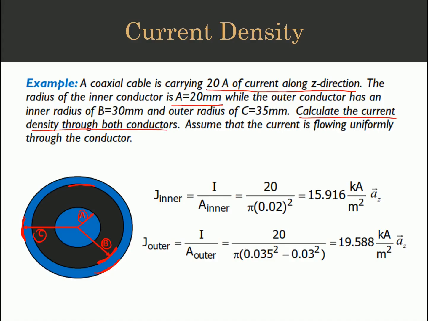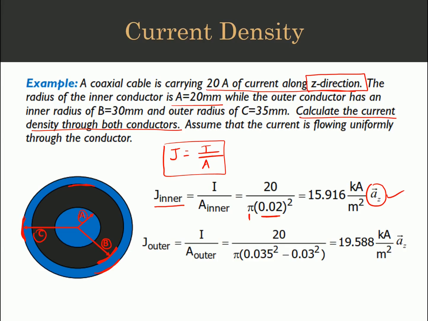And we want to find the current density of both of these conductors. So this is where the current density becomes viable. In order to find the current density, we use the equation: current density is equal to the current passing through an area A. So for the inner conductor having the radius a, we just use the value of I by A, and the area of the circle is pi r squared. So we get pi, and we convert 20 millimeter into meter, so it is 0.02 whole squared, and we get the value of 15.9 kiloampere per meter squared in the direction of aZ, because current is moving in the Z direction.